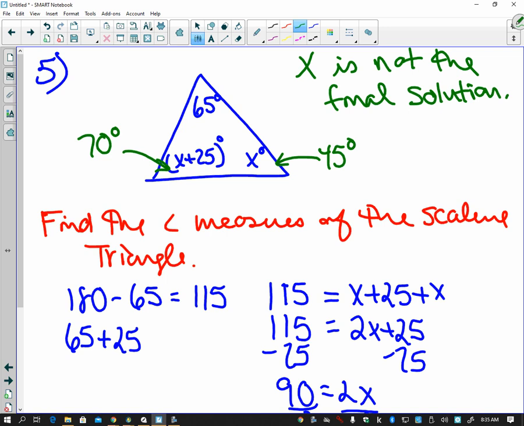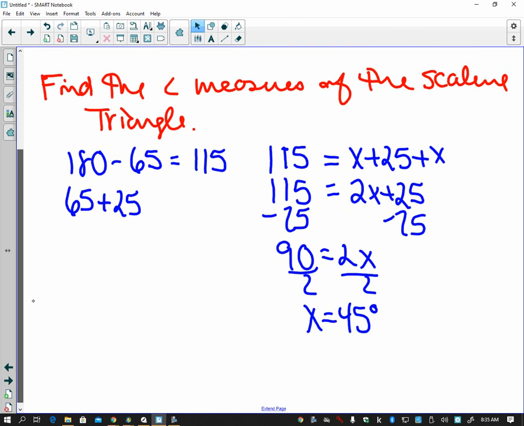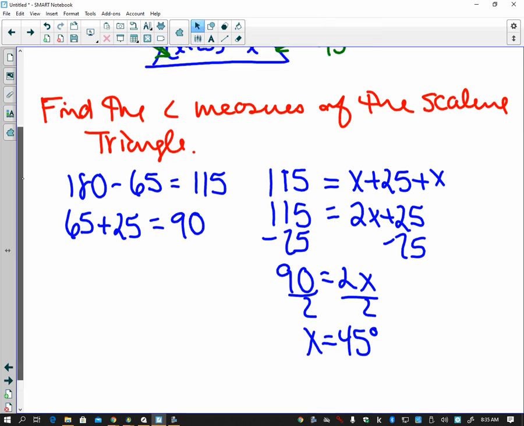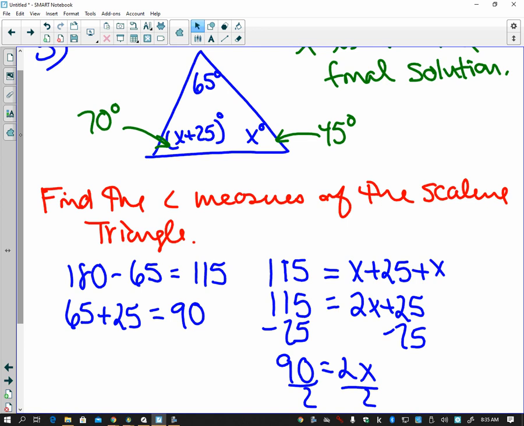Okay, now let's see if this other method would have worked. All right, somebody said, was it Derek? Did you say 65 plus 25? What does that equal? 90. Okay. That tells me that 65 and 25 are already done with. Okay, how do we use that?